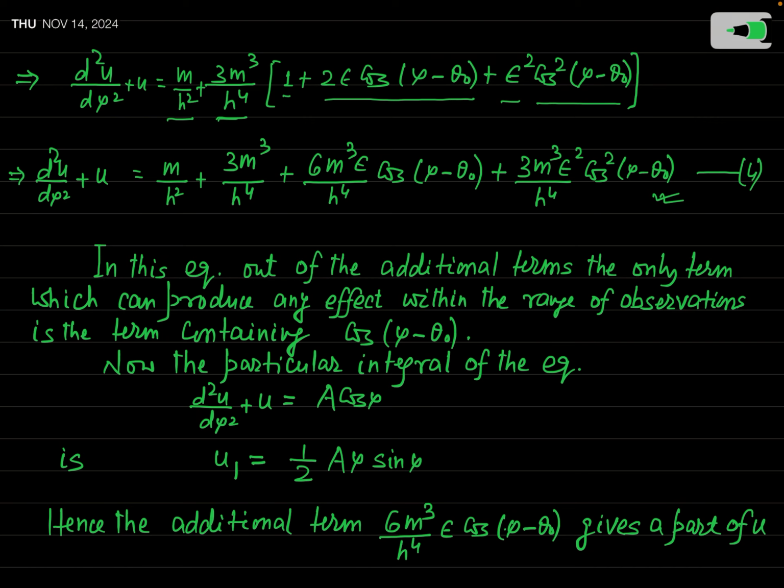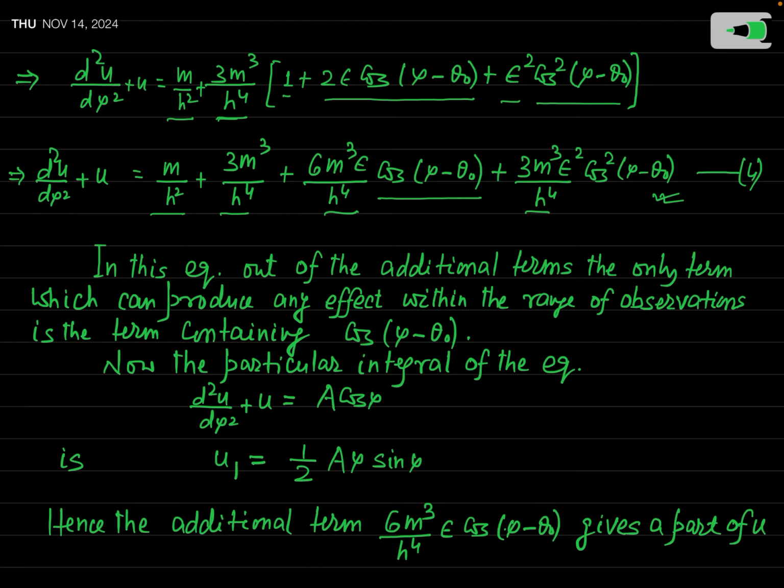Now you can see in this equation, out of the additional terms, these 3 terms are additional terms, because in the classical equation of orbit, all these 3 terms are not present. Only this m by h square is present. So there are 3 additional terms, and among these, the only term which can produce any effect within the range of observation is the term containing this cosine of phi minus theta naught. Only its effect will be significant.